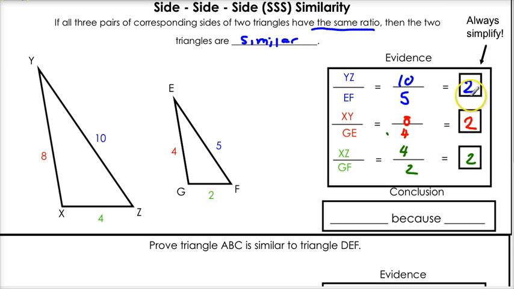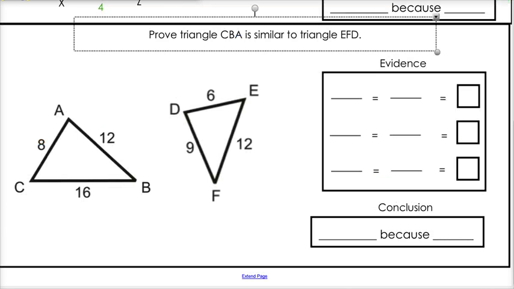Since these ratios, after I simplify, and remember, always simplify your fractions, are all the same, we know that they are similar because of side-side-side similarity. So let's say this. Triangle YXZ is similar to triangle EGF because of side-side-side similarity. Now you always have to write your evidence first and then your conclusion if you're ever proving that triangles are similar. Alright? You always have to have that there.